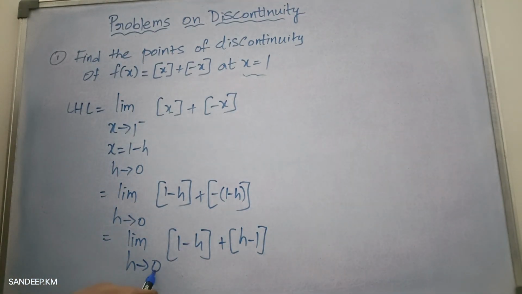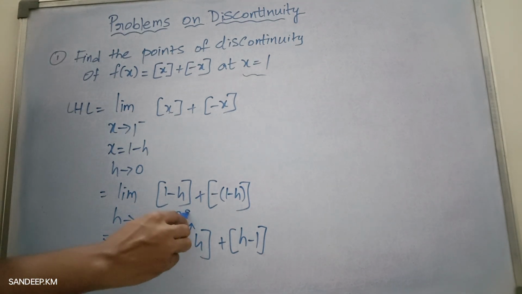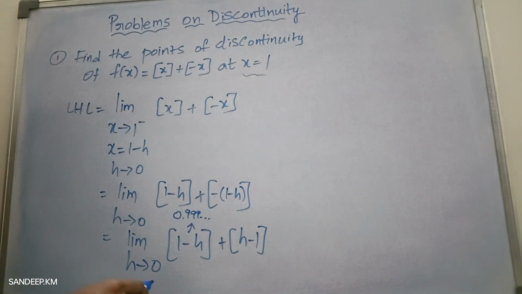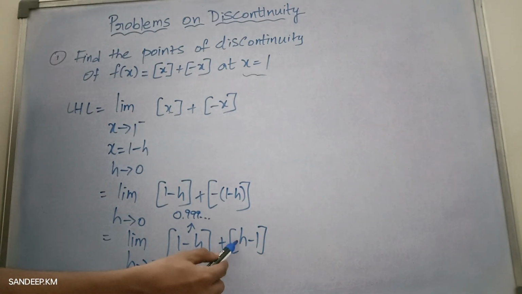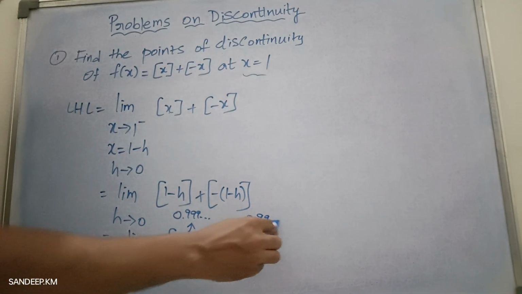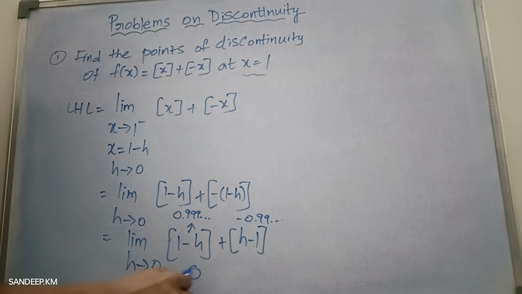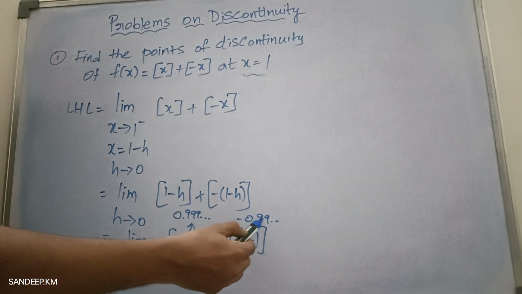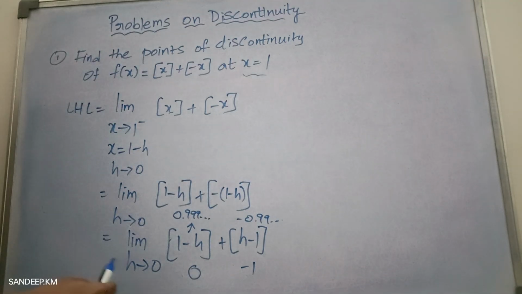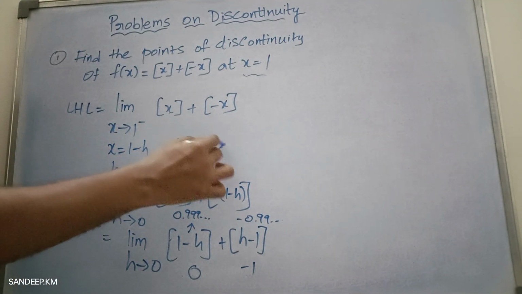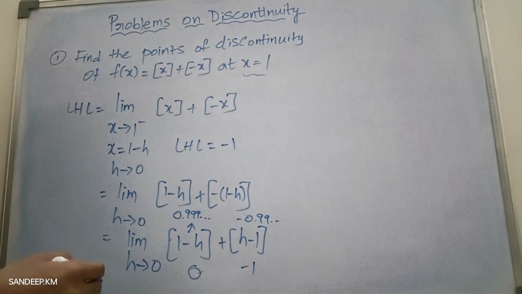Now if you substitute h as 0.000 something, what value will you get here? 1 minus h is what? 1 minus 0.000 something, which is 0.999 something. Okay, now and this particular value, if I substitute h as 0.000 something, h minus 1 is minus 0.999 something. And dear students, we all know that step of 0.999 and so on is 0, and step of minus 0.999 and so on is minus 1. So therefore the left hand limit, what is it? The left hand limit is equal to 0 minus 1, which is minus 1. So the left hand limit is equal to minus 1.